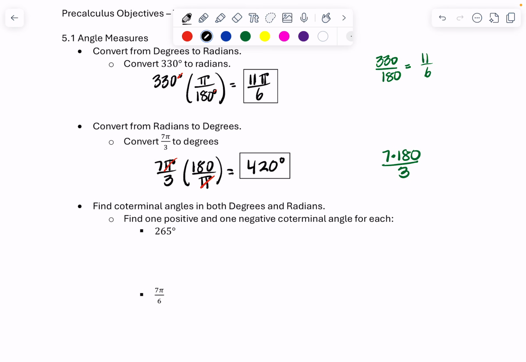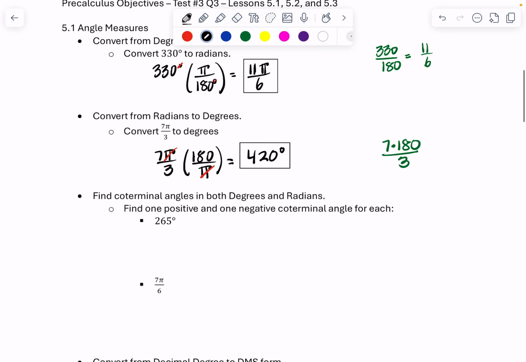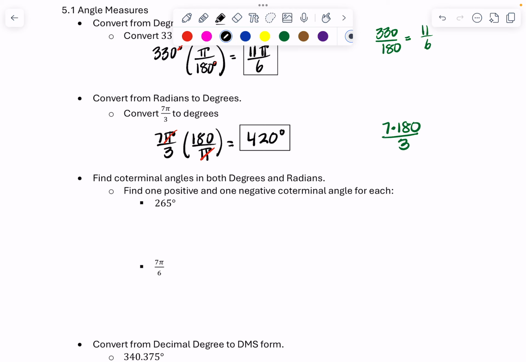The next thing you need to be able to do is find coterminal angles. Now, notice it says one positive and one negative. So you're going to have a positive answer and a negative answer for each one of these. So if it's in degrees, I want the answer in degrees. If it's in radians, I want the answer in radians.